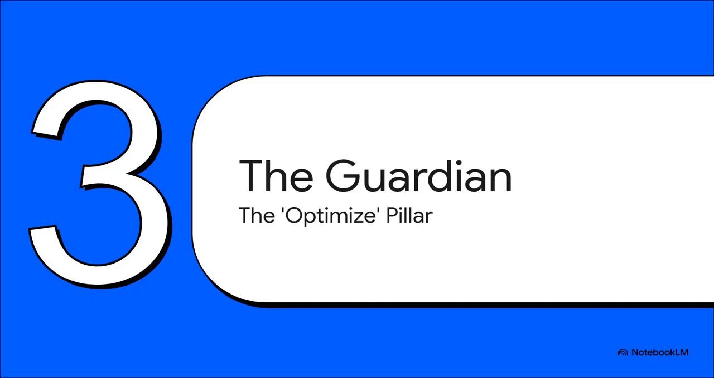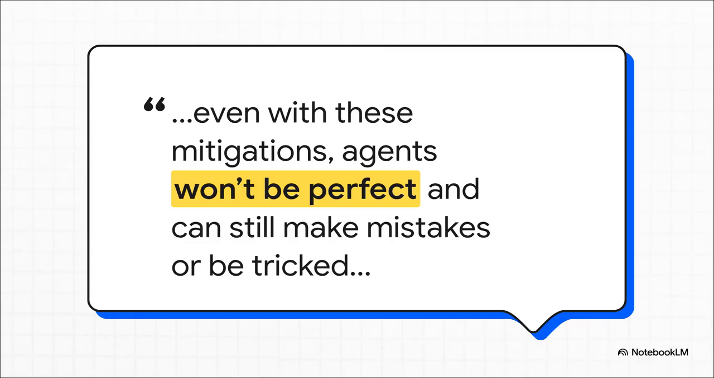So your agent is built, it's live, but the job isn't over, not even close. This leads us to the final, and you could argue the most important pillar, optimize. This is all about being responsible, making your agent safe, reliable, and always getting better. And it is so critical to see this quote directly from OpenAI's own documentation. They are being totally upfront here. Even with all the safety features, agents are not foolproof. They can and will make mistakes or be tricked. This just hammers home the point that safety and optimization aren't just nice-to-haves. They are a core, ongoing part of this whole process.